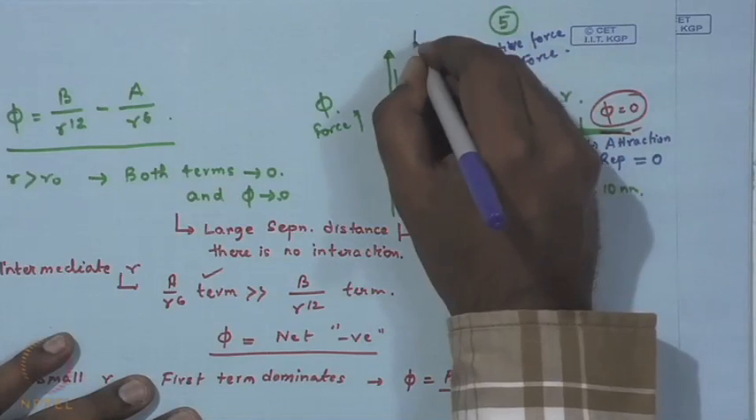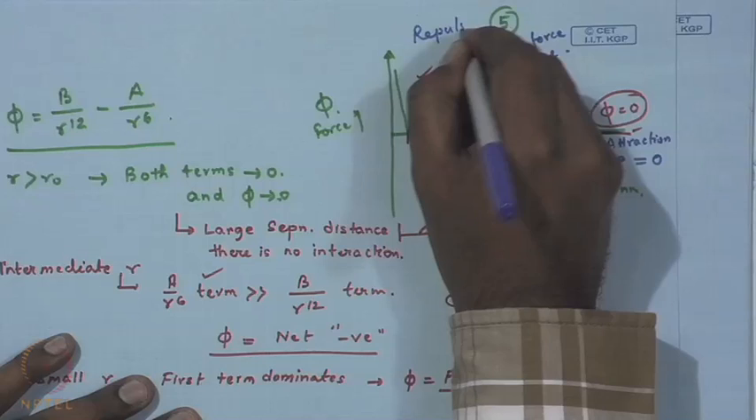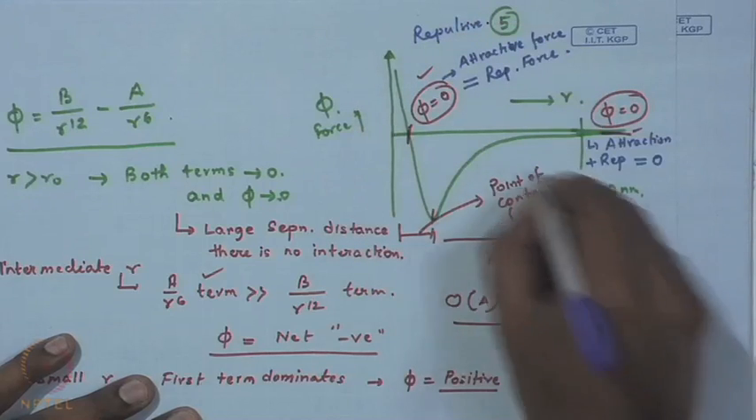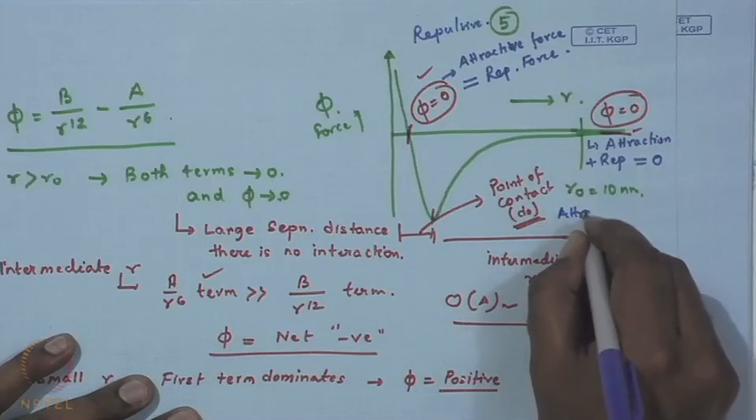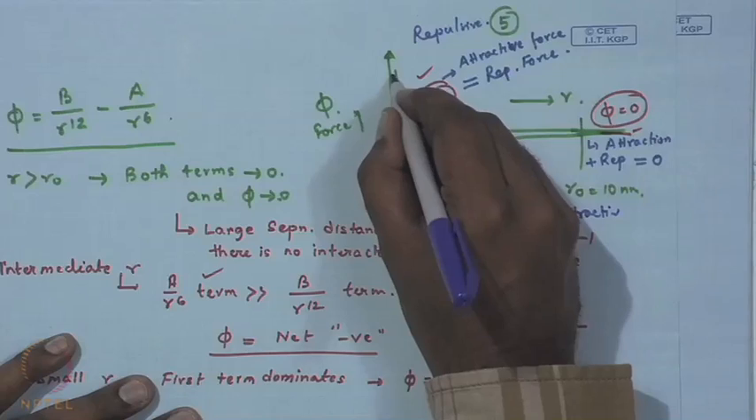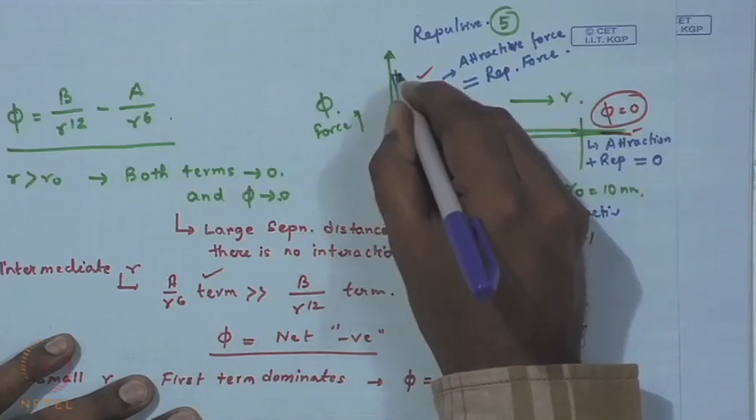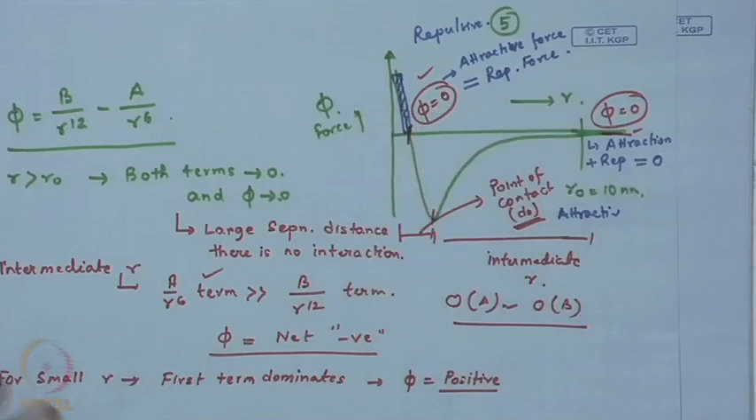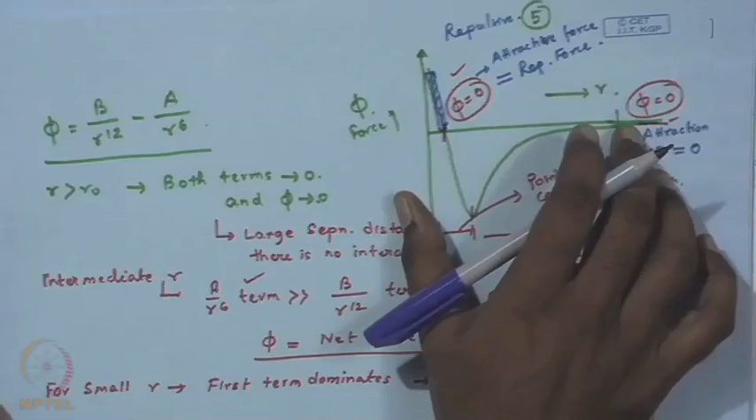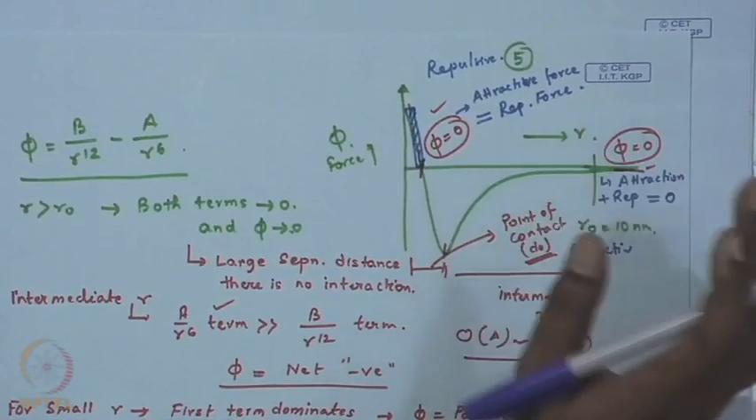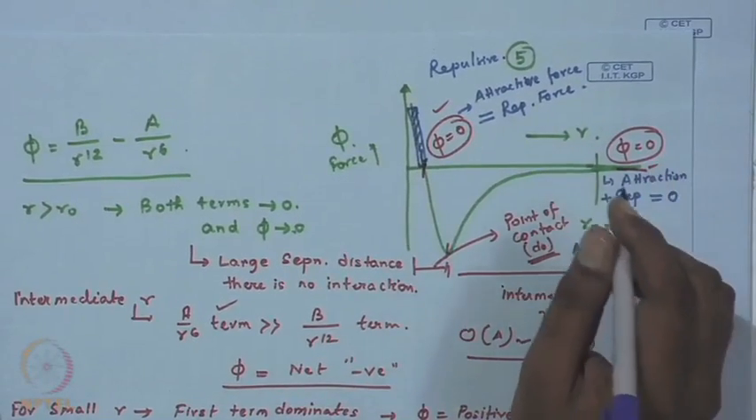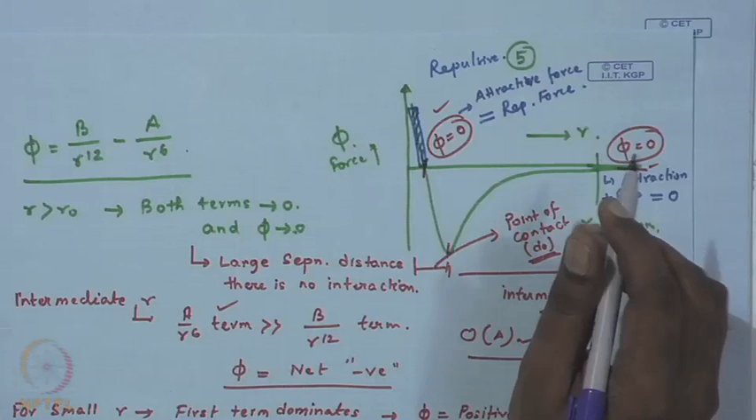And beyond this, this is the repulsive regime, this is the attractive regime. Beyond this you have a purely repulsive regime. So, this potential curve is going to be very important in understanding the operation of an AFM. That is why I decided to spend some time on it.